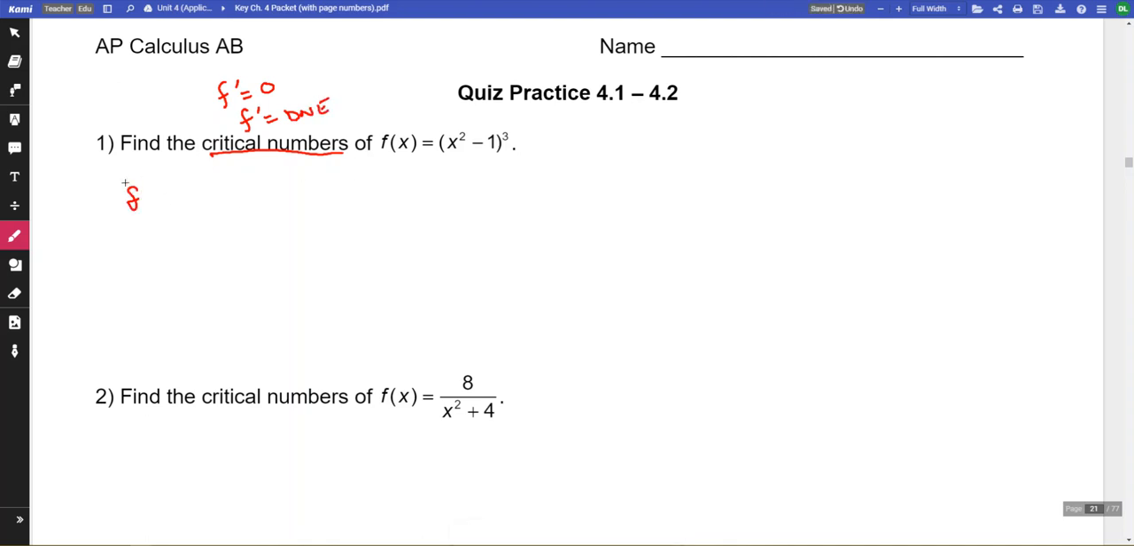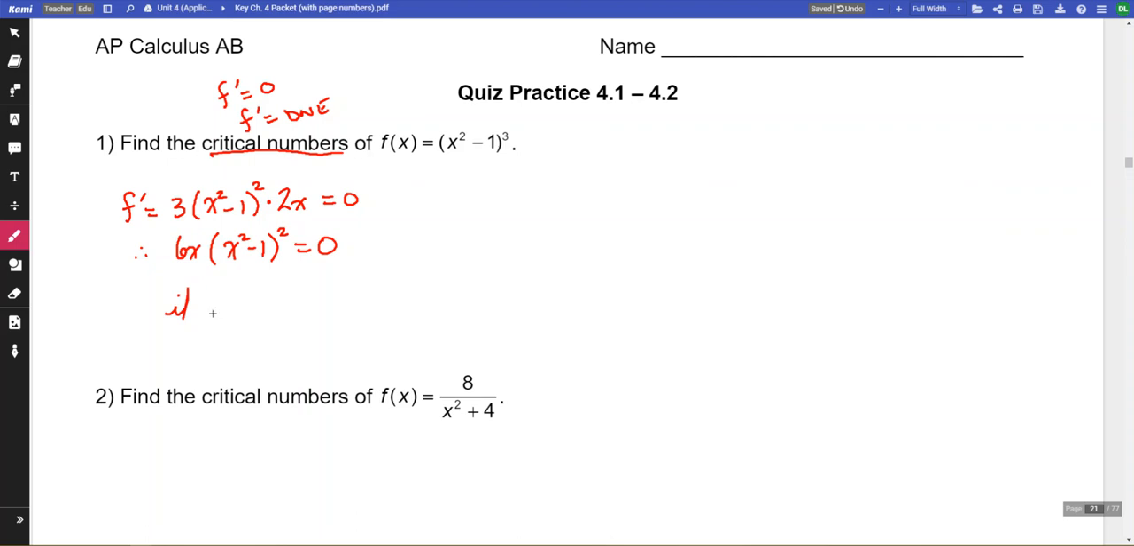So for this first one, if we're finding our derivative, f prime is going to be 3 times (x squared minus 1) to the second power times 2x, using the power rule and the chain rule. And we need to solve for that being equal to 0. So therefore, 6x times (x squared minus 1) quantity squared needs to equal 0.